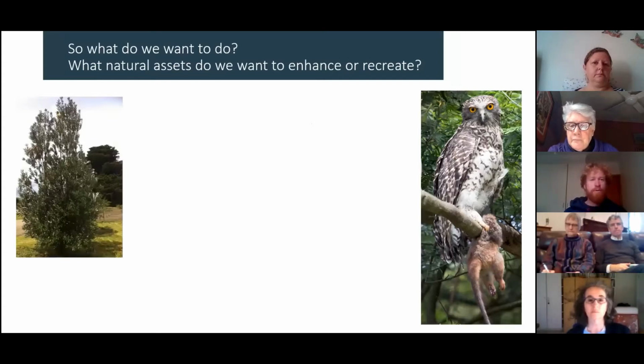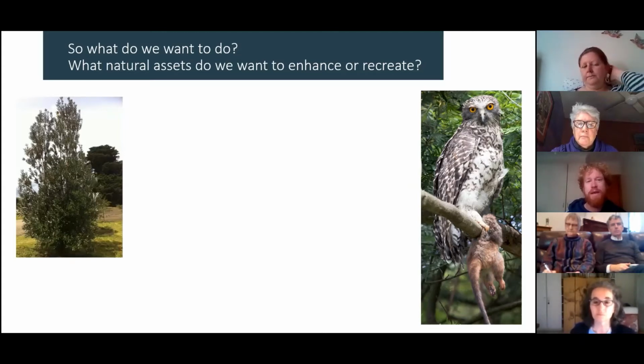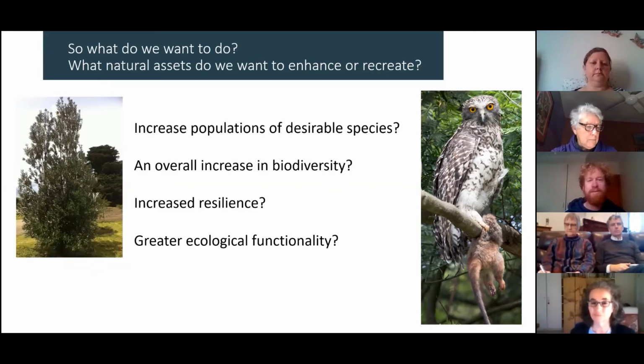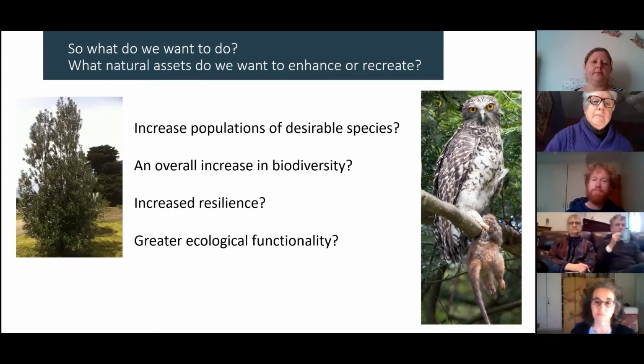So more broadly, what do we want to do through our interventions and our restoration? What natural assets do we want to enhance or recreate? I've got a couple of examples here of some iconic species. Do we want to encourage powerful owls in the environment? Just thinking clearly about what the biological needs for powerful owls are. What are their habitat requirements? What do they feed on? Possums, as we can see here. So how can we encourage possums through creating habitat for the prey of those top order predators?